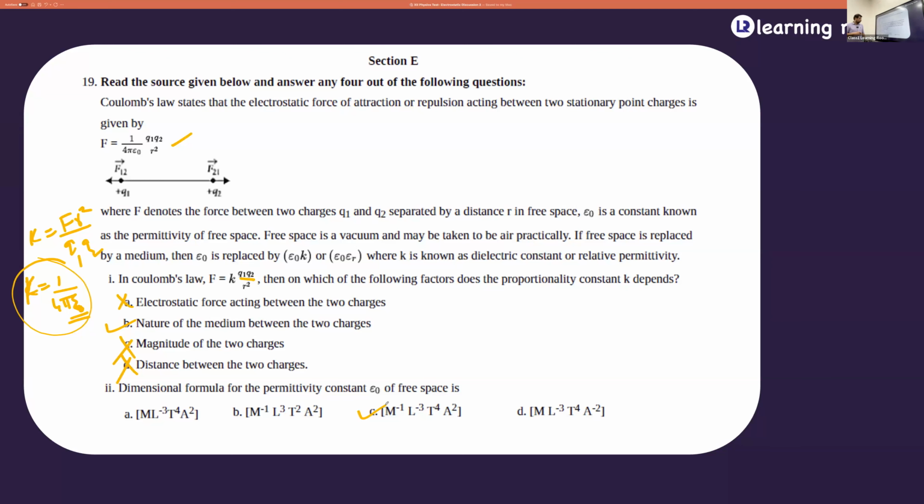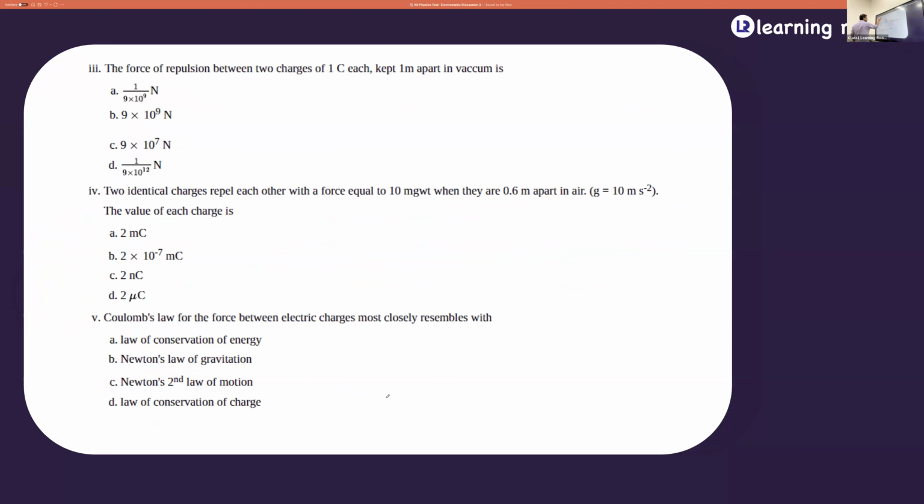Done with this? So third question. The force of repulsion between two charges of 1 microcoulomb each, kept 1 meter apart in the vacuum, is obviously 9 into 10 power 9. F is equal to K Q1 Q2 divided by R square. Q1 and Q2 are 1, but R is also 1. Everything is in SI unit. So 9 into 10 power 9 newton.